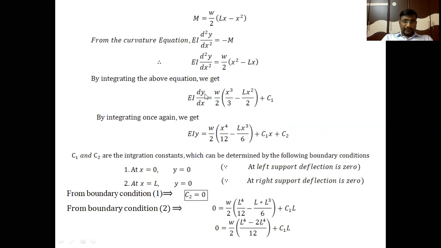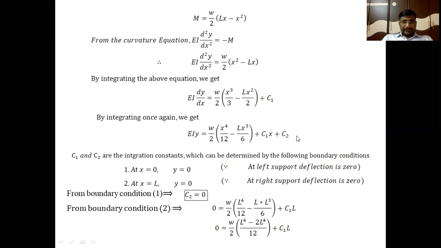So by integrating once again, if we integrate this equation once again, we will get the deflection equation, that is EI into y. If we integrate dy by dx, we'll get y value on the left hand side. On the right hand side of the expression, w by 2 x cube integration, x power 4 by 4. So x power 4 by 4 into 3 is 12, minus L into x cube by 3, 3 into 2 is 6, Lx cube by 6, plus C1x plus C2, is the another integration constant. So this is the final expression including constant values, C1, C2 values.